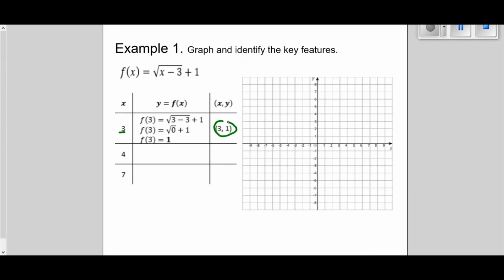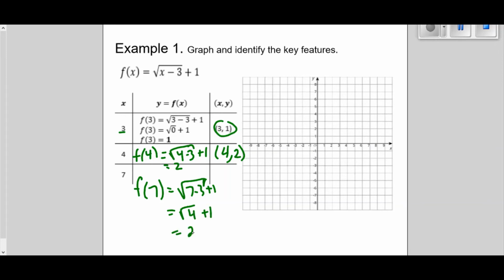For 4, I'm going to do something similar. f of 4 equals the square root of 4 minus 3, plus 1. If you do that simplification in your calculator, you would get 2. So this is the ordered pair 4, 2. f of 7, same idea. We'll do the square root of 7 minus 3, plus 1. So this would be the square root of 4 plus 1, which is 2 plus 1, which is 3. So here I would have the pair 7, 3.